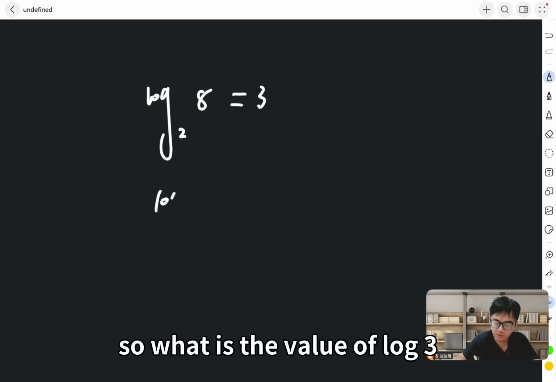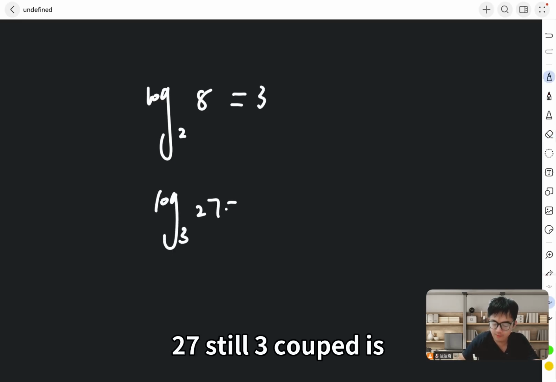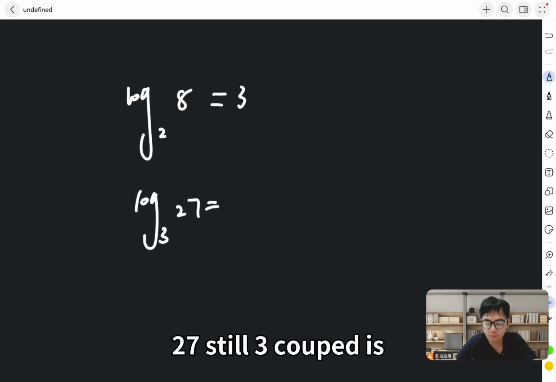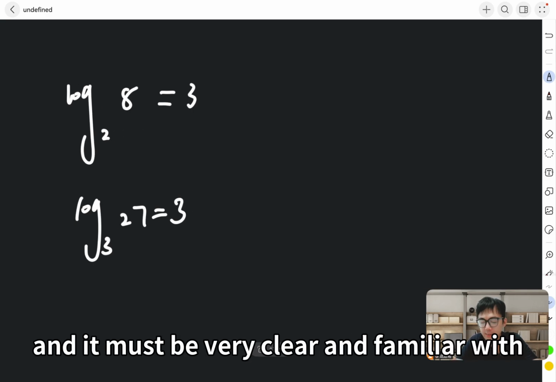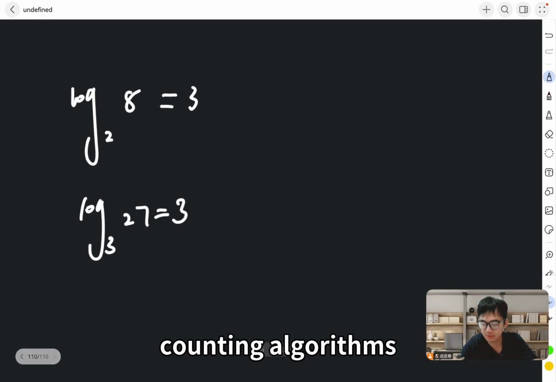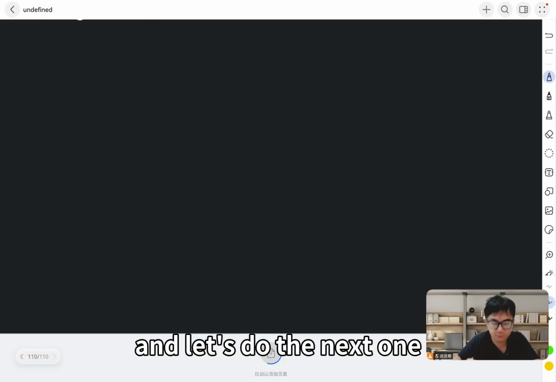What is the value of log 3 27? Still, 3 cubed is 27, so the answer is 3. You must be very clear and familiar with counting logarithms. Let's do the next one.